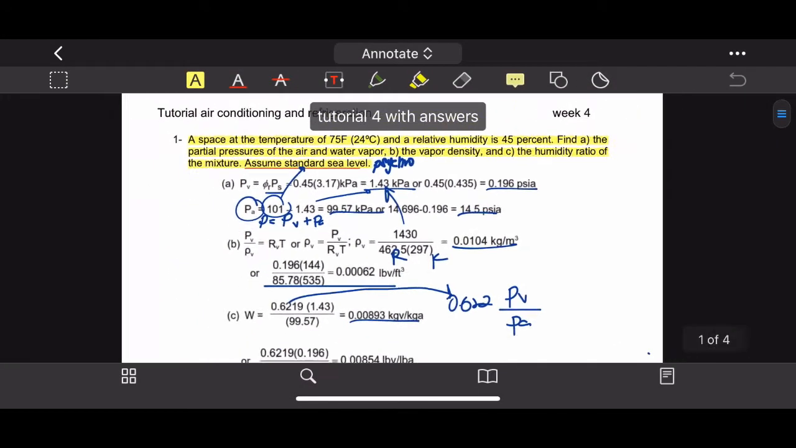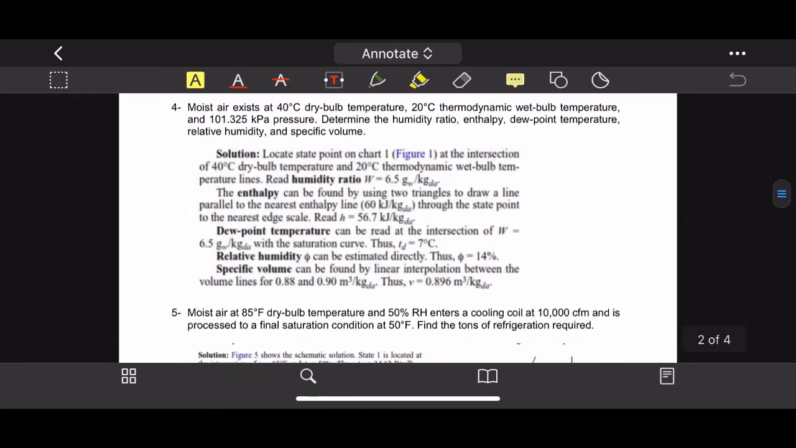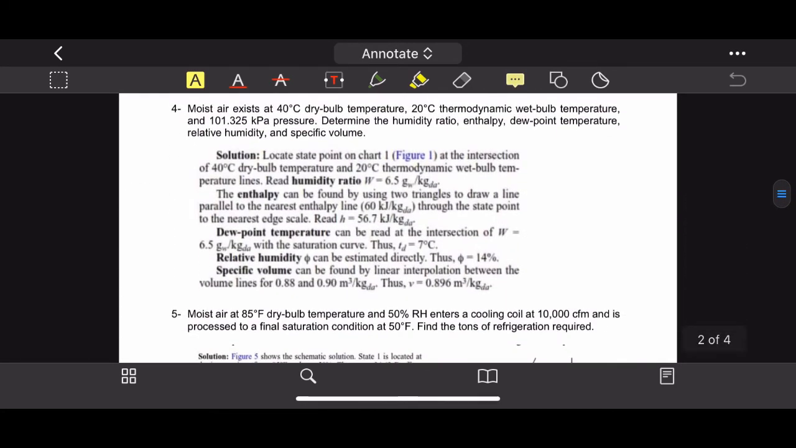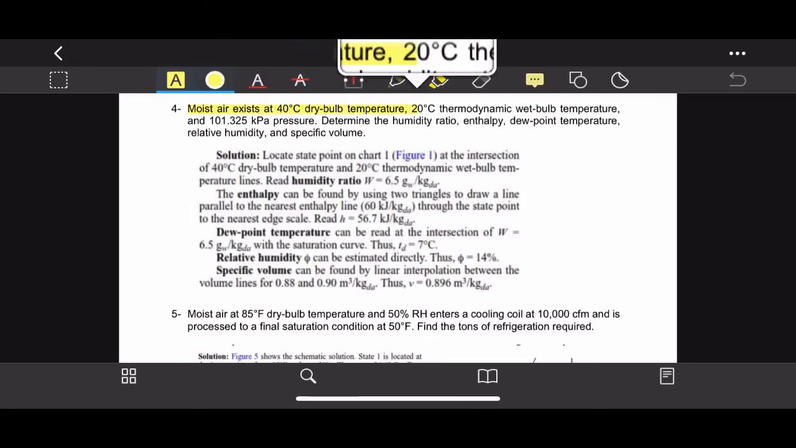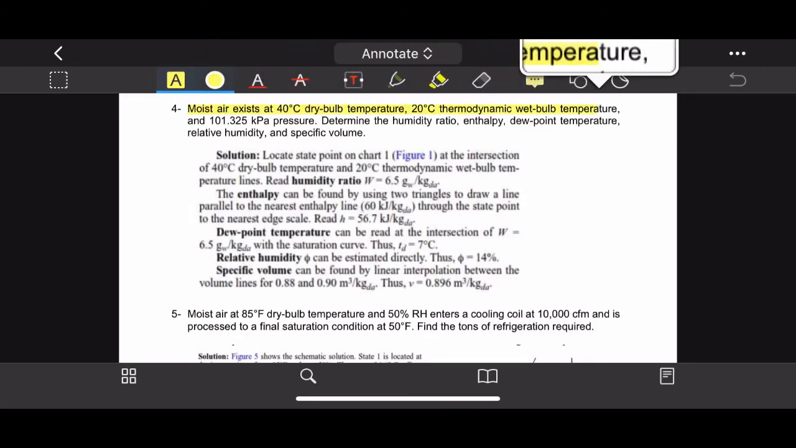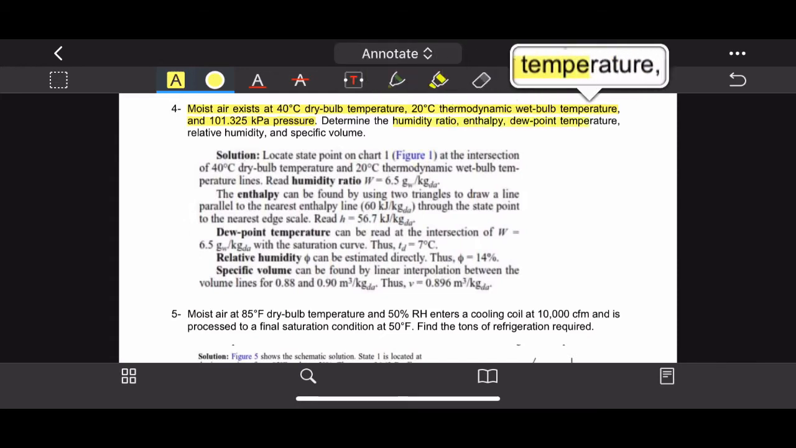Okay, that one is done. Question 4. Question 4 is using the same method, but now we are using the SI unit. Moist air exits at 40 degrees dry bulb temperature and 20 degrees thermodynamic wet bulb temperature. And this is at atmospheric pressure of 1 atm or 101.325 kilopascals. Determine the humidity ratio, enthalpy, dew point temperature, relative humidity, and specific volume.